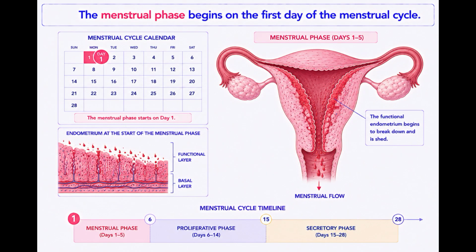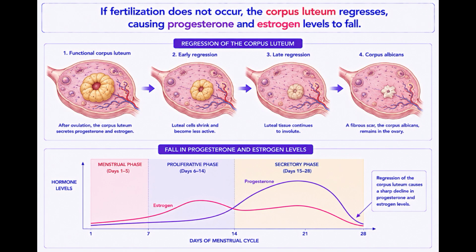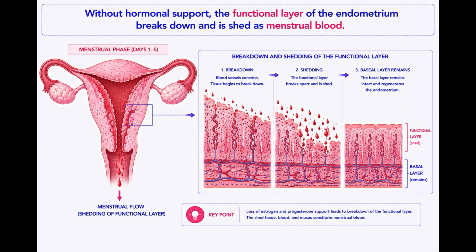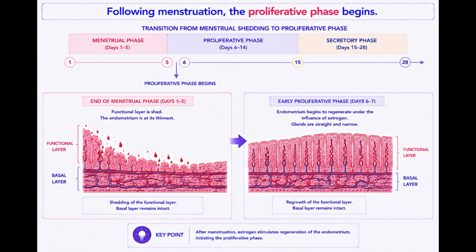The menstrual phase begins on the first day of the menstrual cycle. If fertilization does not occur, the corpus luteum regresses, causing progesterone and estrogen levels to fall. Without hormonal support, the functional layer of the endometrium breaks down and is shed as menstrual blood. Following menstruation, the proliferative phase begins.